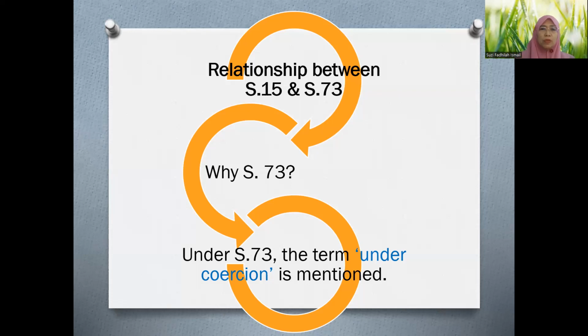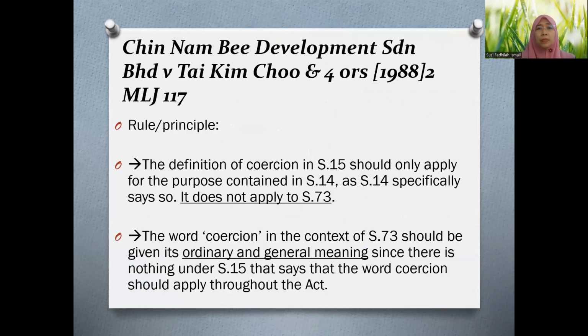It's about the relationship between section 15 and 73. Meaning that here after 15, the next section we want to discuss is section 73. Why suddenly? Because in section 73, there's a phrase, there's a word, under coercion. So now the question is, is it the same as coercion under section 15? Bearing in mind section 15 has a very, very limited scope, is 73 of limited scope or is it a broad or general scope? So this is the case.